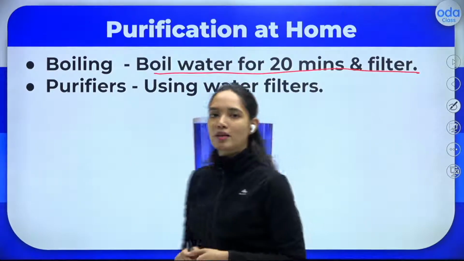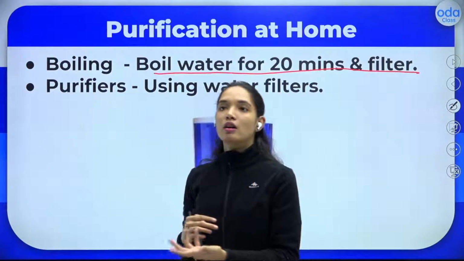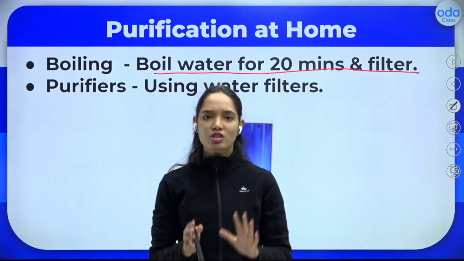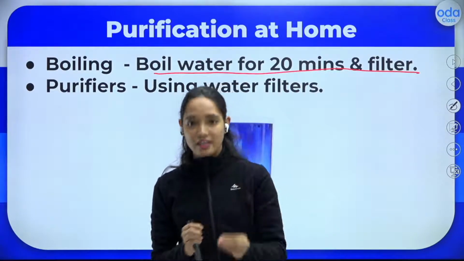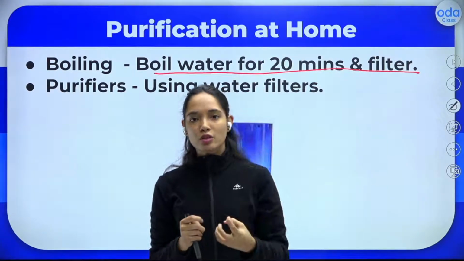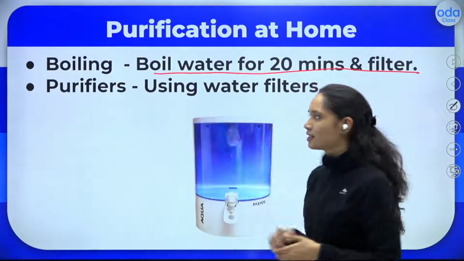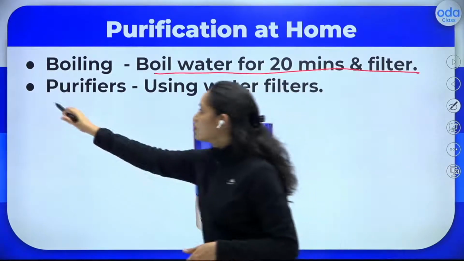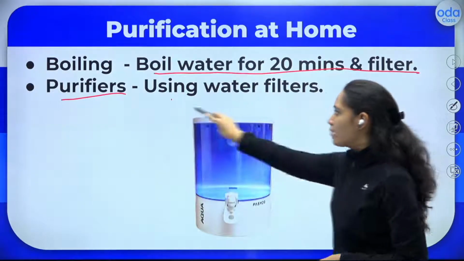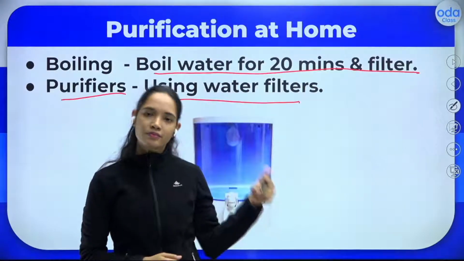Why do we boil for 20 minutes? To ensure that any germs, bacteria or impurities which can cause harm are killed. Right? So we do this boiling to kill the germs, and so that the soluble impurities can be removed. This is the basic thing that we can do at home. Followed by, we can also use purifiers as well. So students, using water filters, one can purify the water. All of us use it, right? So this is how we do it at home.